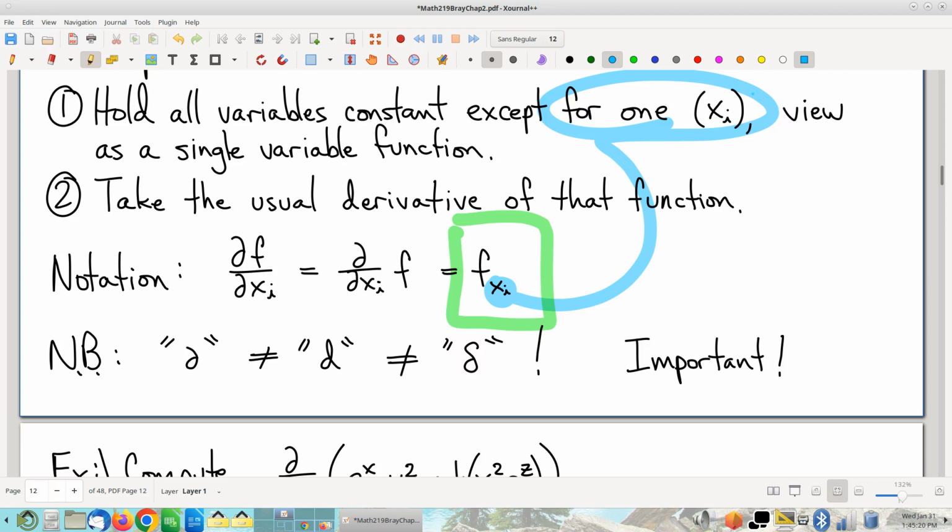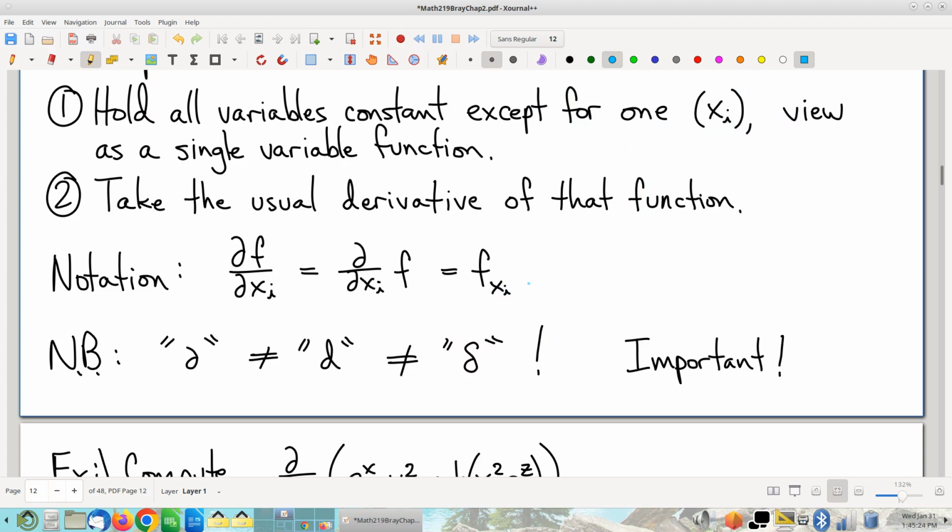Yeah, where does that symbol come from? That's a good question. Historically, I actually don't know. I would suspect somebody made it up. I'm not sure.